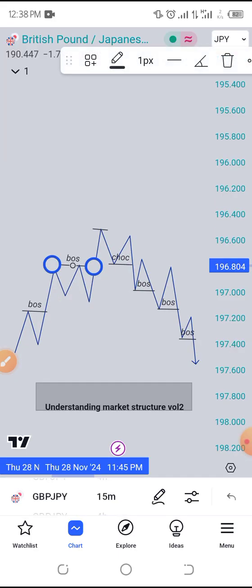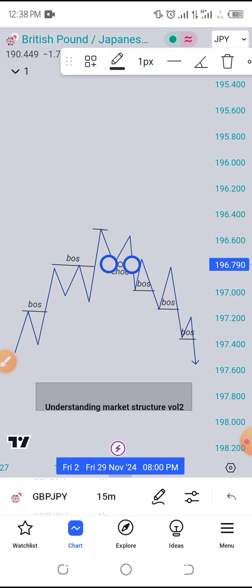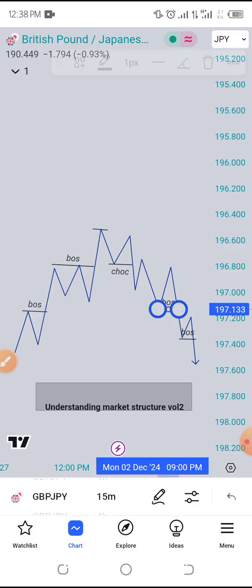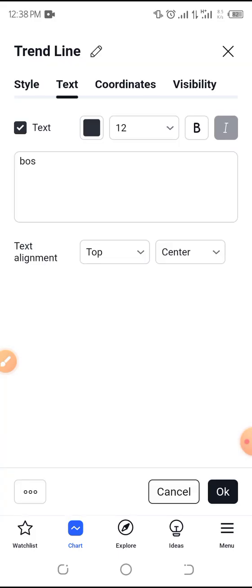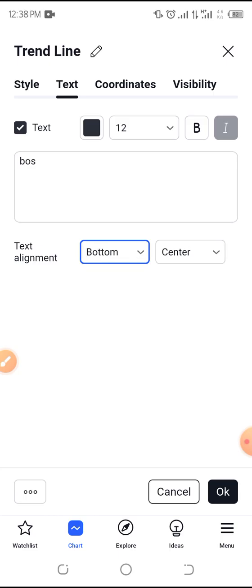Now for, let's say the market was in an uptrend. Let's say the market was in an uptrend. Just give me a minute, guys. Let me just adjust this, okay? I just want to ensure that you get the explanation clearly.